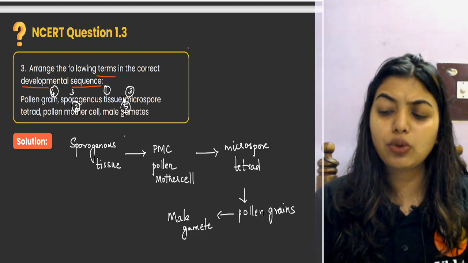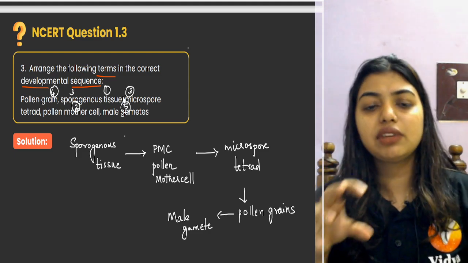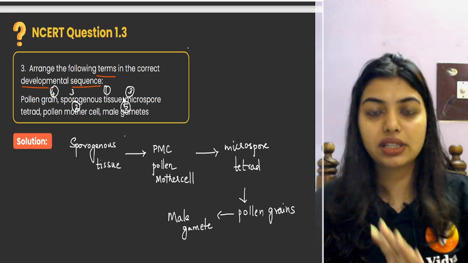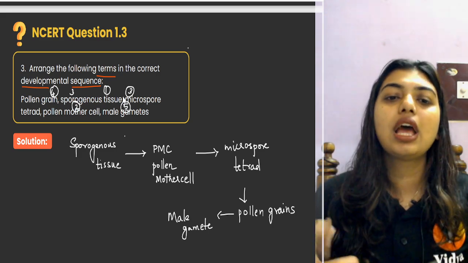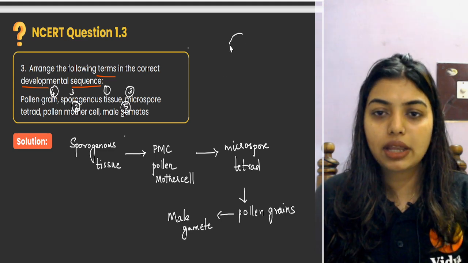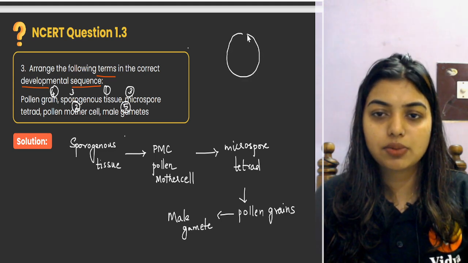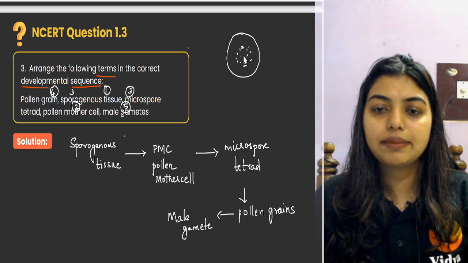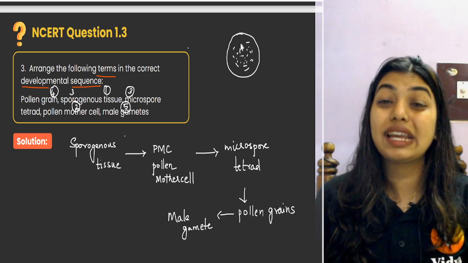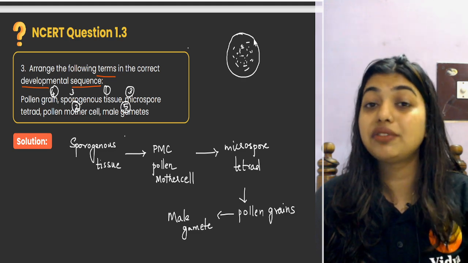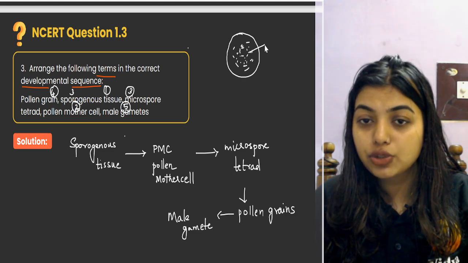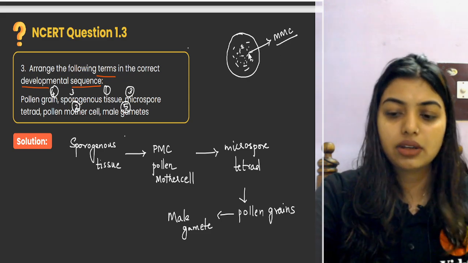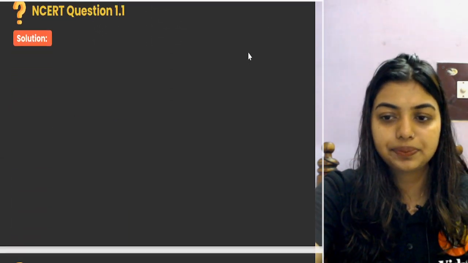So you will see this pollen mother cell term given near sporogenous tissue, or as microspore mother cell. Do not get confused. This is your microsporangium. In the center there is sporogenous tissue. If you see the labeling of the diagram given in your NCERT, where they show the different layers, the central portion is labeled as microspore mother cell. So this is the same thing. So question 3 is done.